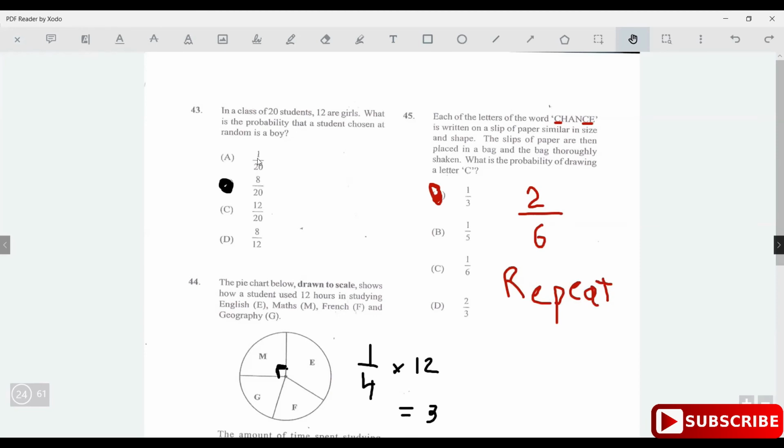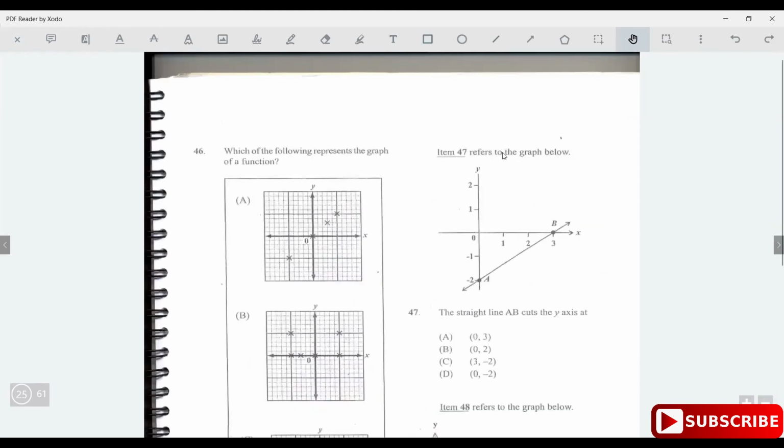Question 46. Which of the following represents the graph of a function? Clearly it is option A. Option A is actually the graph y equals x, as we can ascertain. Nice. Question 47. The straight line cuts the y-axis here, and that is when x is 0 and y is -2. So that's (0, -2).